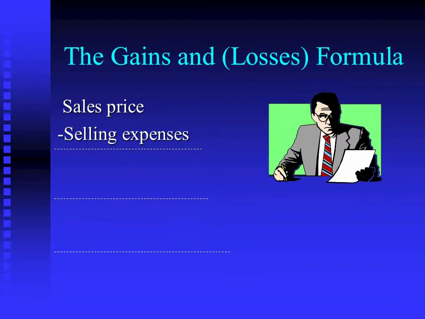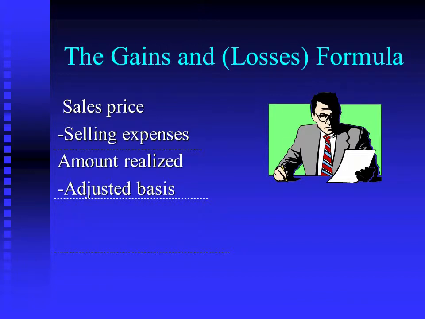From that, we reduce selling expenses. Those are things like broker's fees, anything you have to pay to trace title. There are usually a lot of little stamps you have to pay for when property changes hands. All of those things are part of your selling expenses. They directly reduce your sales price in determining the amount realized. Amount realized is a term of art: sales minus all selling expenses. And then we've got several slides coming up talking about what adjusted basis is. The net of that is your realized gain or loss.